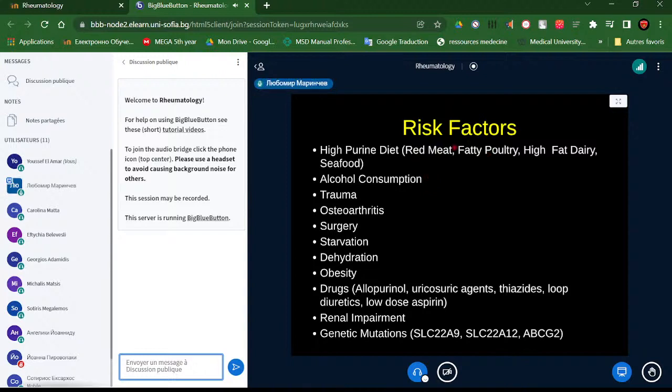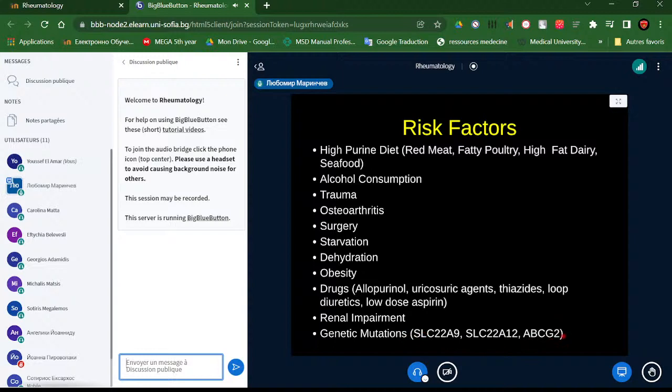Which are the risk factors for gouty attacks? The first one is a high purine diet: red meat, fatty poultry, high fatty dairy, seafood, and so on. Alcohol consumption, trauma, osteoarthritis, surgery, starvation, dehydration, obesity, many drugs, allopurinol, uricosuric agents, thiazides, loop diuretics, low dose aspirin, all of them are risk factors for elevating uric acid in the serum and gouty crisis. Renal impairment also, and genetic mutations.